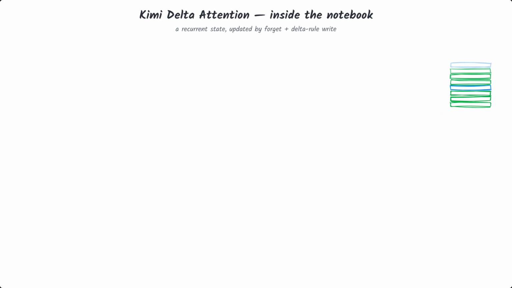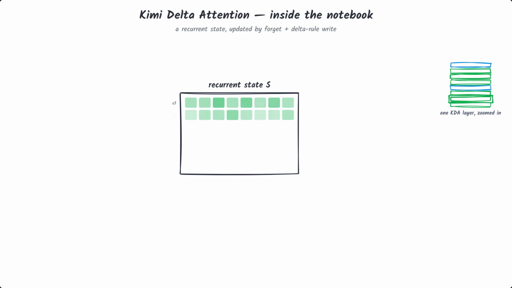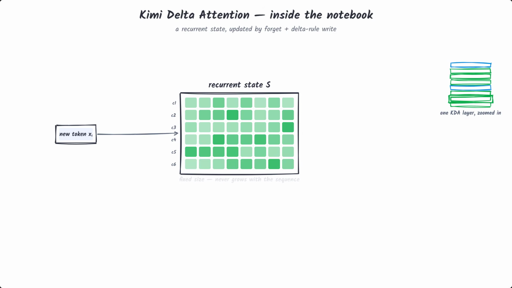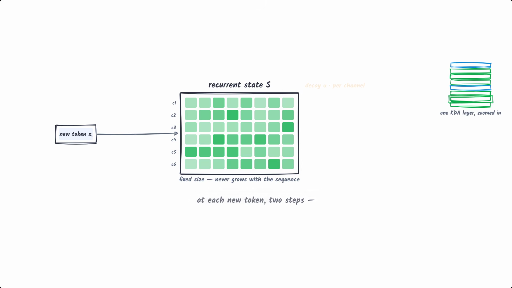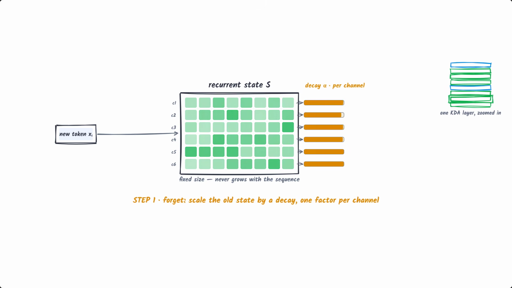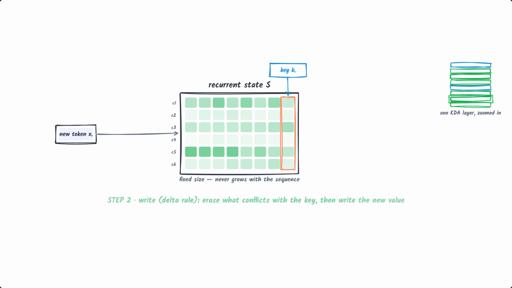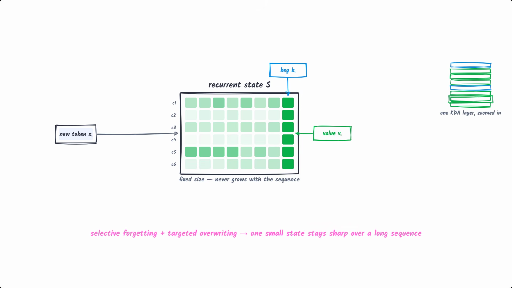Their linear attention engine is Kimi Delta Attention, or KDA. It carries a recurrent state, one matrix summarizing everything seen so far, and at each token does two things: decay the old state channel by channel, so some information holds on longer than others, then write via the delta rule, erasing whatever conflicts with the new key before writing the new value in. Selective forgetting plus targeted overwriting, one small state, staying sharp over a long sequence.